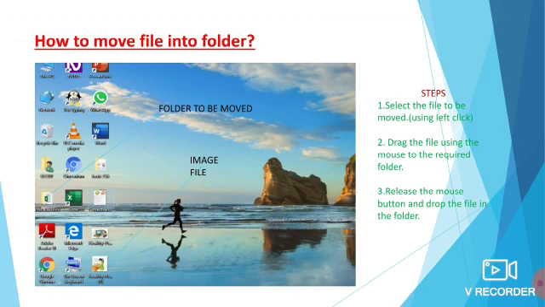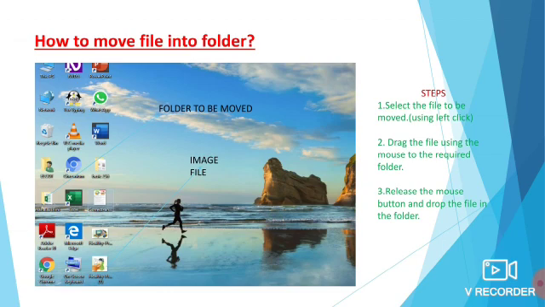For example, here I have shown a picture. There is an image file, a photo file, and there is a folder to be moved into. First, the step is to select the file to be moved. To select the file, what click do you have to use? Left click. Next, you have to drag the file using the mouse to the required folder. Where the folder is, you move to that, then release the mouse button and drop the file into the folder. Likewise, you move the file into the folder.